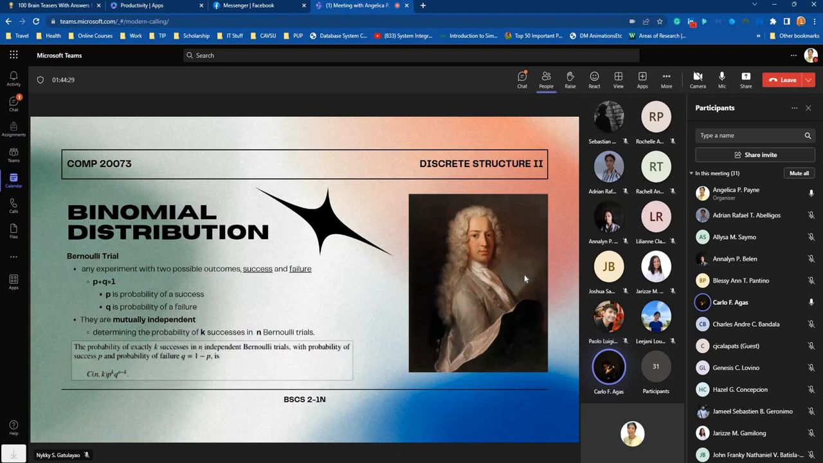It is the combination of n trials with K successes, times P, which is the success, to the power of K, times Q, the failure, to the power of N minus K. Now, next slide.